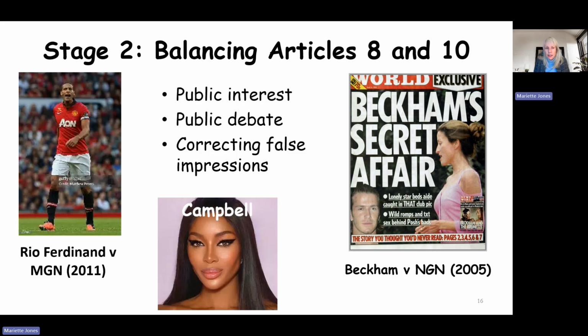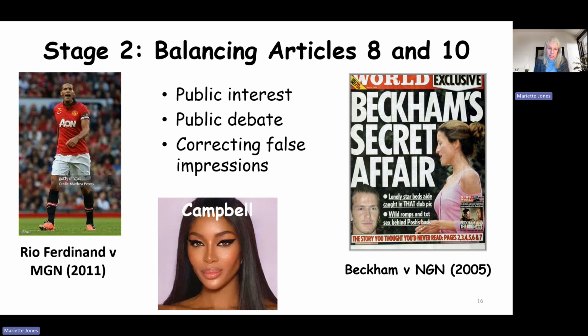For instance, in Rio Ferdinand versus Mirror Group Newspapers in 2011, publication contributed to a debate about the England captain's role model status. Next up, the courts also allow publication if it is about correcting false impressions. So the courts sometimes permit publication to correct misleading images crafted by celebrities. In Campbell, this was a false claim about drug use. In the case of Beckham versus News Group Newspapers, it was about allegations about marital image making. That case was settled out of court.